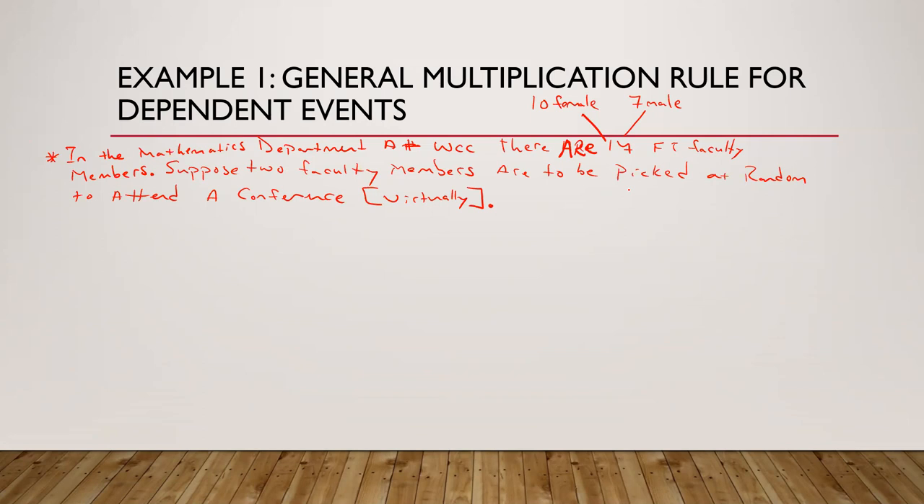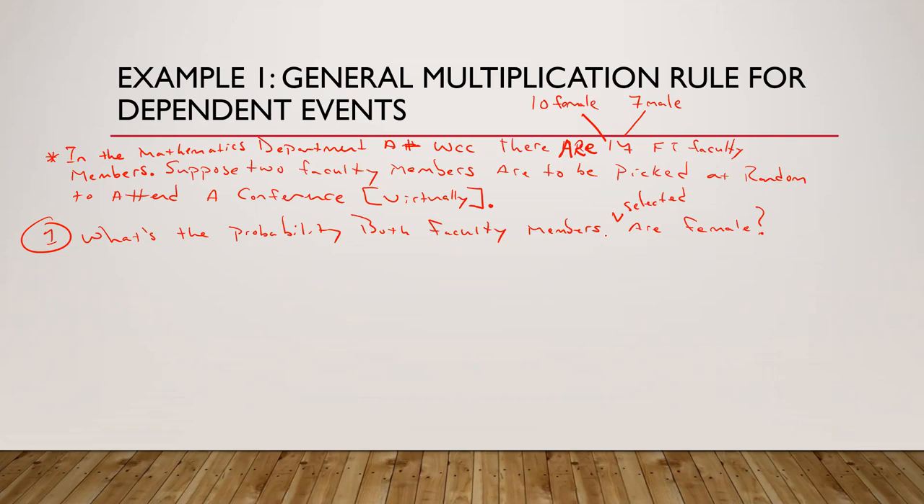So here's my first question. What's the probability both faculty members selected are female? So we have to figure this out now. I have no idea how to do this problem. Has anybody got a guess maybe how I would write it, using some of the concepts I've talked about over the last 2 weeks?